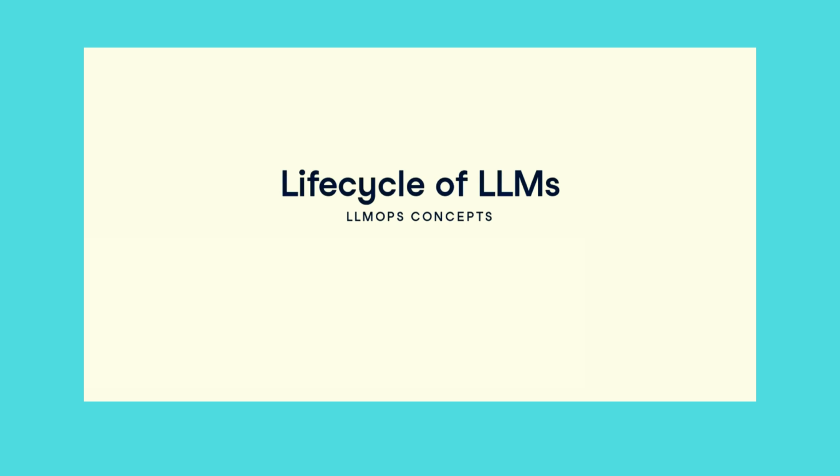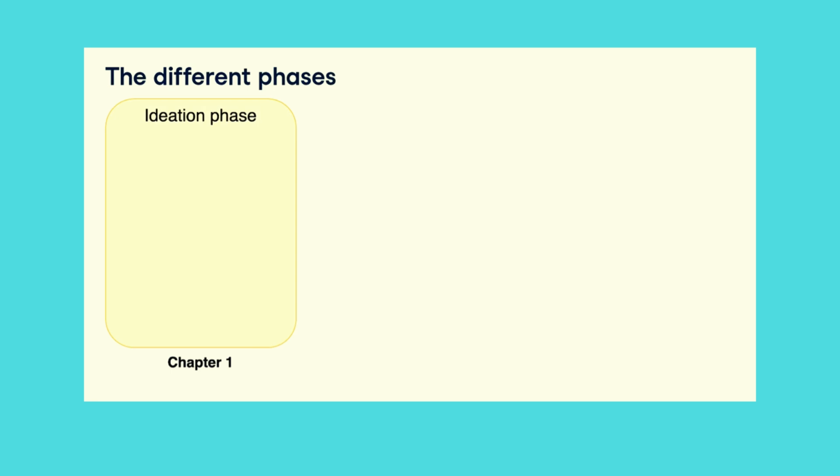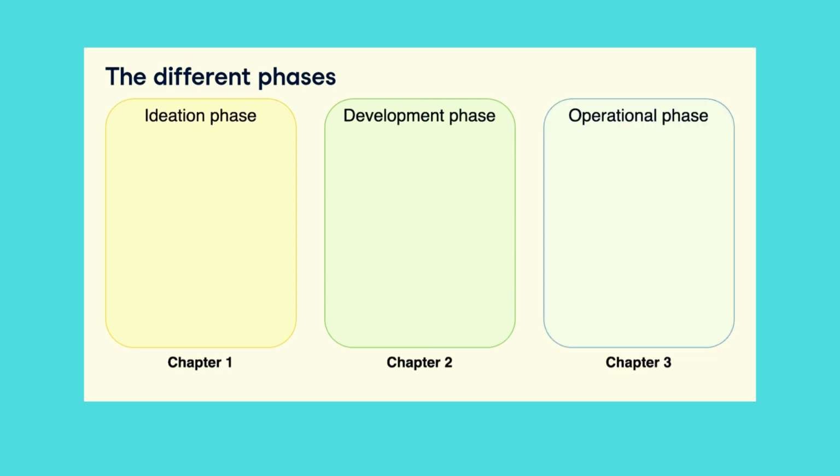Now that we understand the importance of LLMOps, let's explore the topic further. In this video, we will provide an overview of the various stages in the lifecycle of LLM applications. In Chapter 1, we'll delve into the ideation phase, which is about planning. In Chapter 2, we'll explore the development phase, focusing on building the application. Finally, in Chapter 3, we'll examine the operational phase, which is about deploying and maintaining the application.